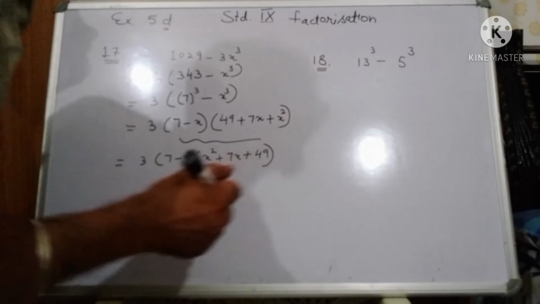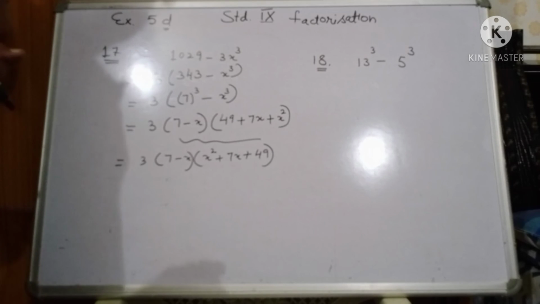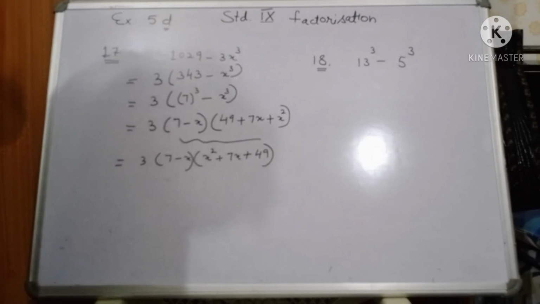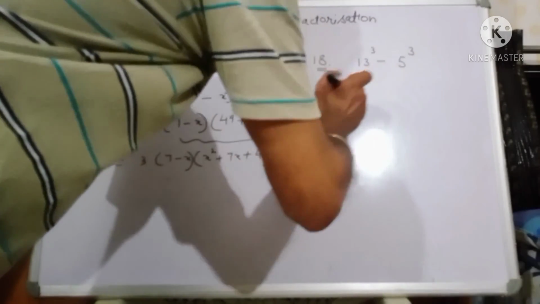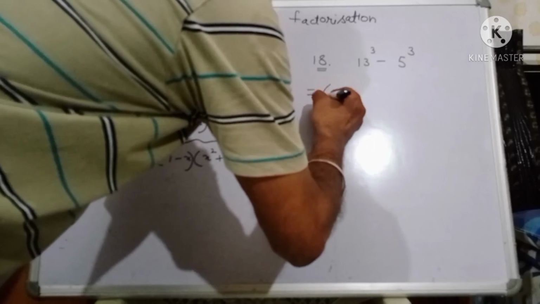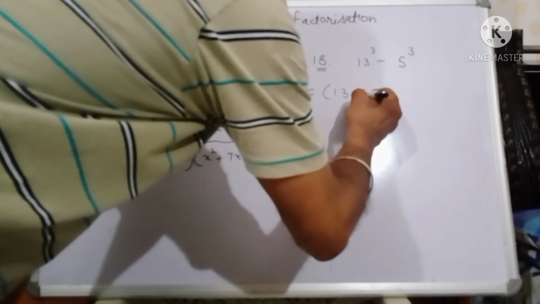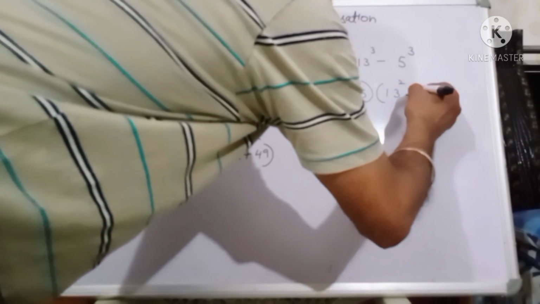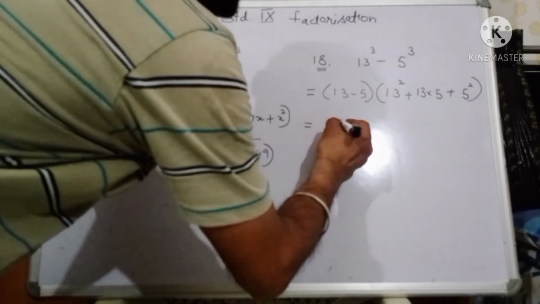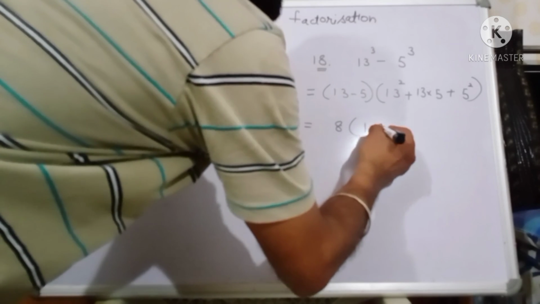Now we will do question number 18. Prove that 13 cube minus 5 the cube is divisible by 8. First of all, we will factorize it. a cube minus b cube is equal to a minus b, 13 minus 5, into a square, 13 the square, plus ab, 13 into 5, plus b square, that is 5 the square. Now you know 13 minus 5 is 8. 8 into 13 the square, 169, plus 65, plus 25.